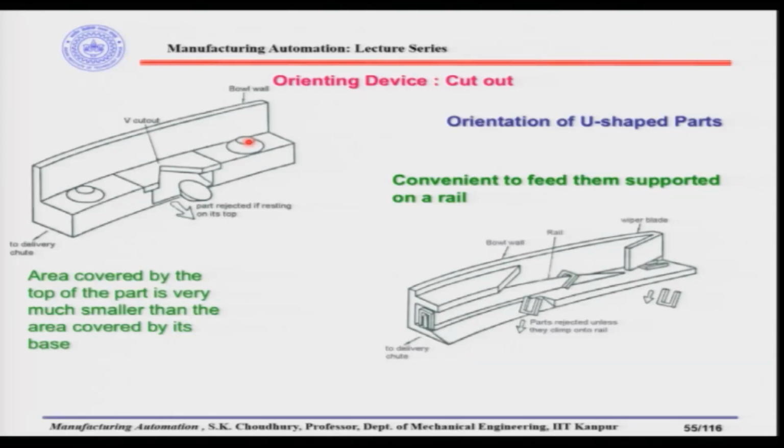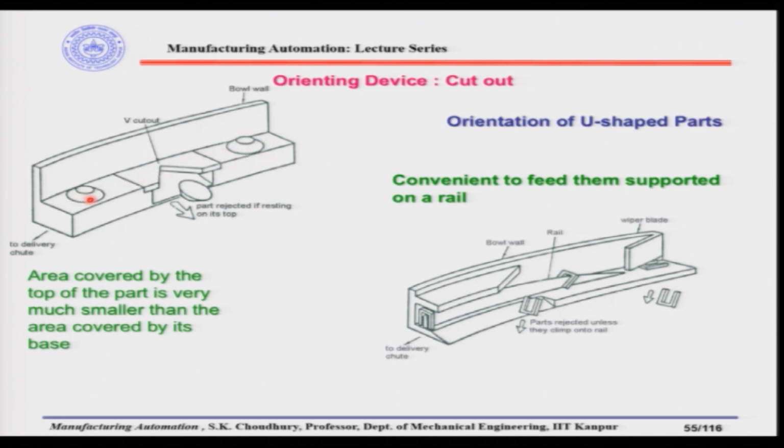So if our desired orientation is this, that is, all the parts should be in the delivery tube with the bigger diameter down, then the other parts will be rejected at this V cutout, because the smaller diameter will not be able to negotiate this part. They will be unstable and fall from the track, go to the bottom of the bowl, be recirculated, and come again. If they come in the right orientation, with the bigger diameter down, they will be able to go through.